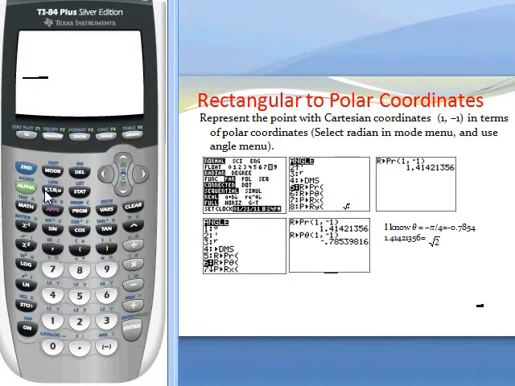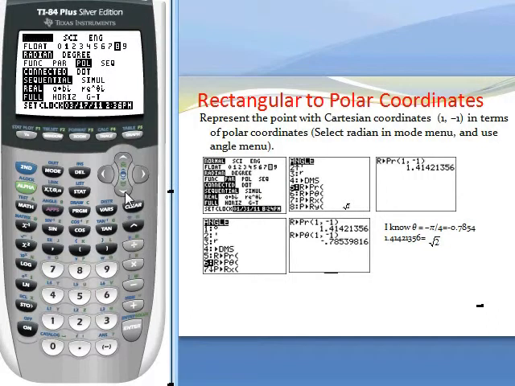So, go and just set your calculator to make sure you select the radian mode and the angle menu. So let's go and get the radian mode here. So I am sure that it is radian mode. So you can put it polar if you want here. So let's look at it.